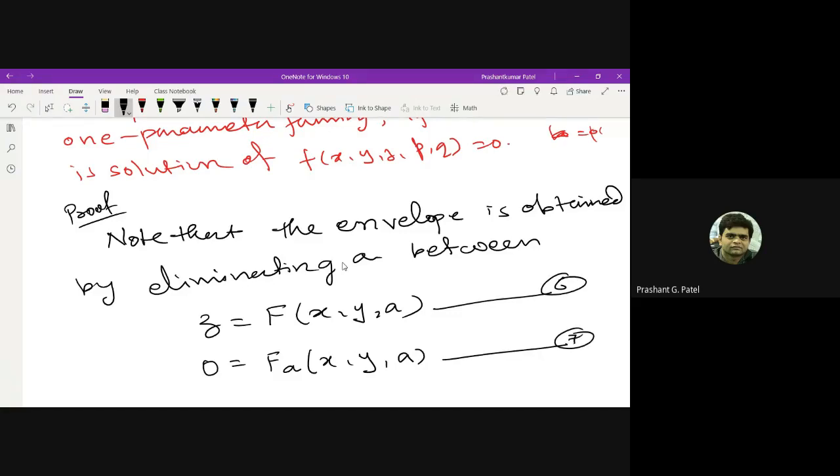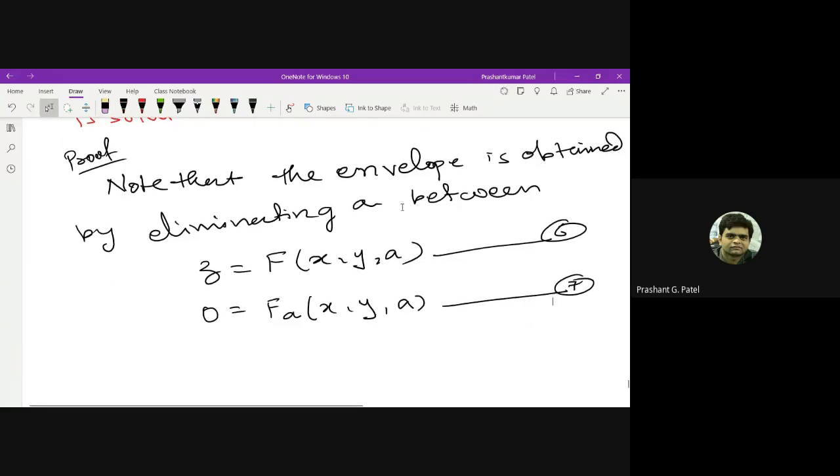Hence the envelope will be given. So what we have to do is eliminate the a from these two equations. This f_a represents the derivative of f with respect to a, where x and y are constant.